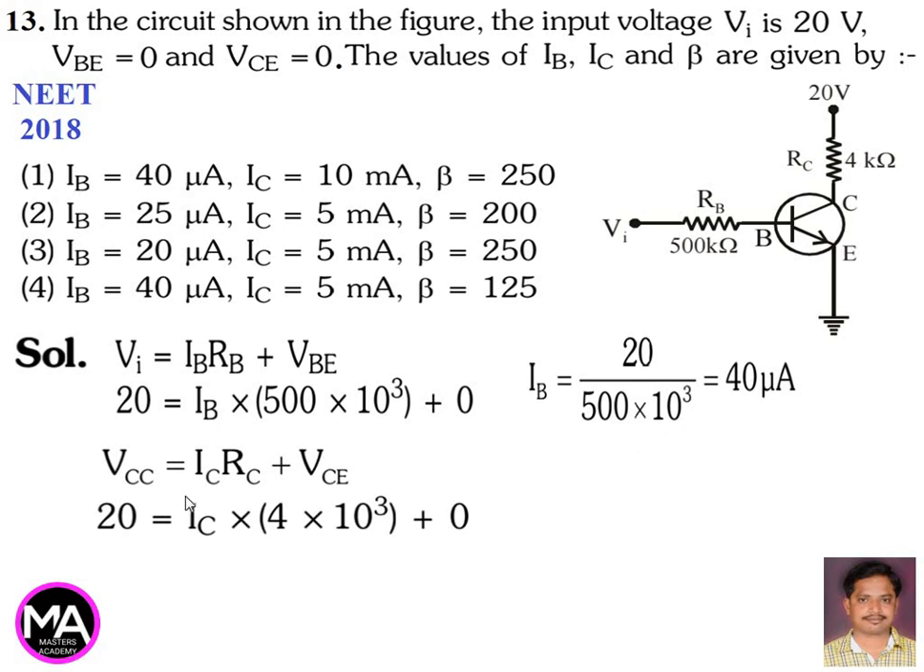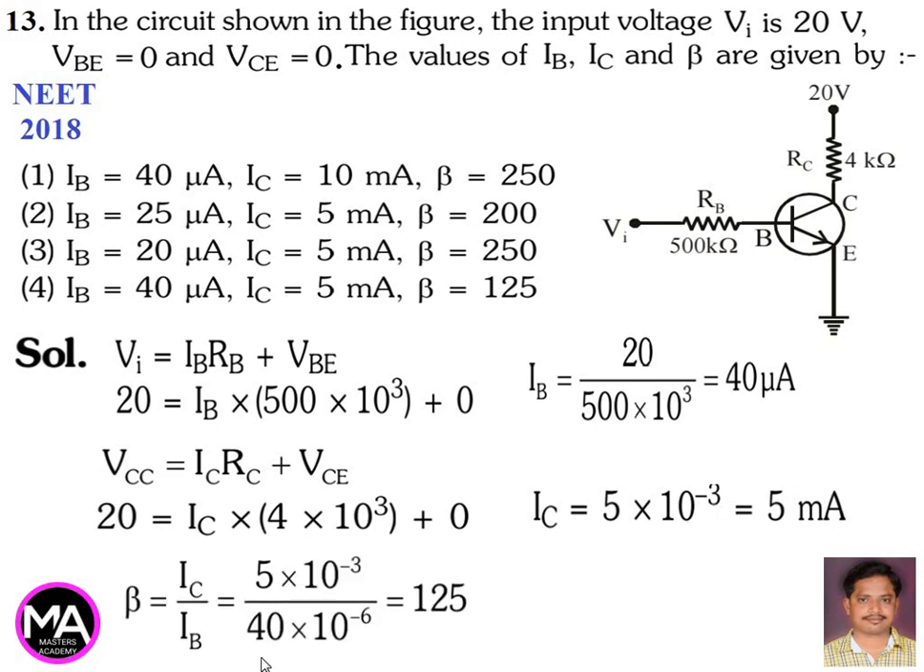Second case, VCC is equal to IC into RC plus VCE. VCC is 20 again. So IC into what is RC? RC is 4 kilo plus VCE is 0. Therefore, IC is equal to 20 by 4 into 10 to the power of 3. 20 by 4 is nothing but 5. 5 into 10 raised to minus 3, which is 5 milliampere.